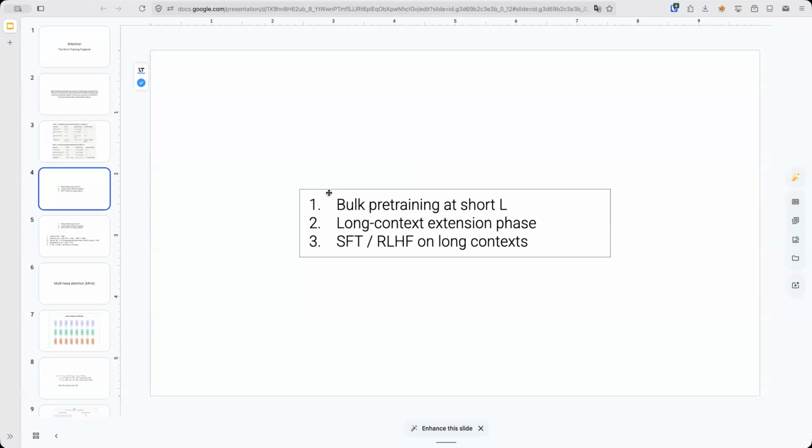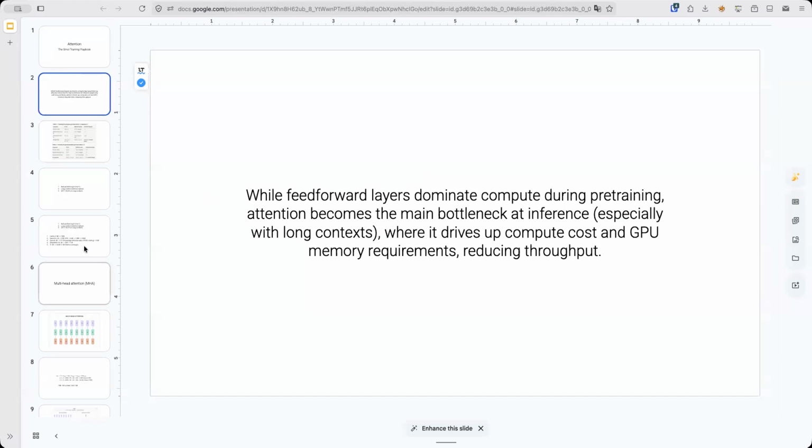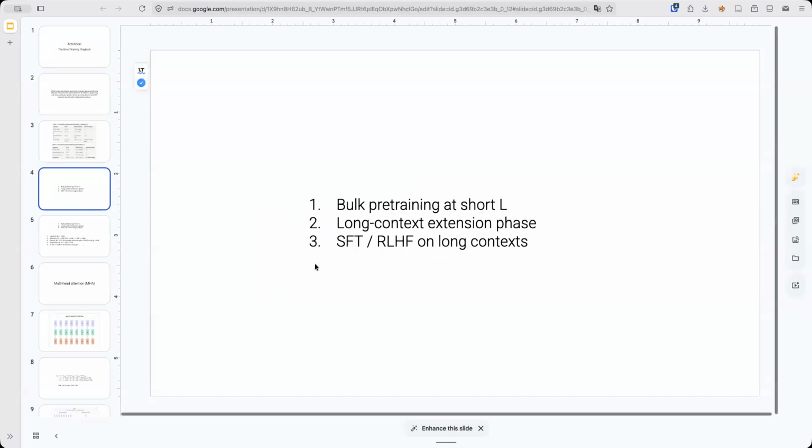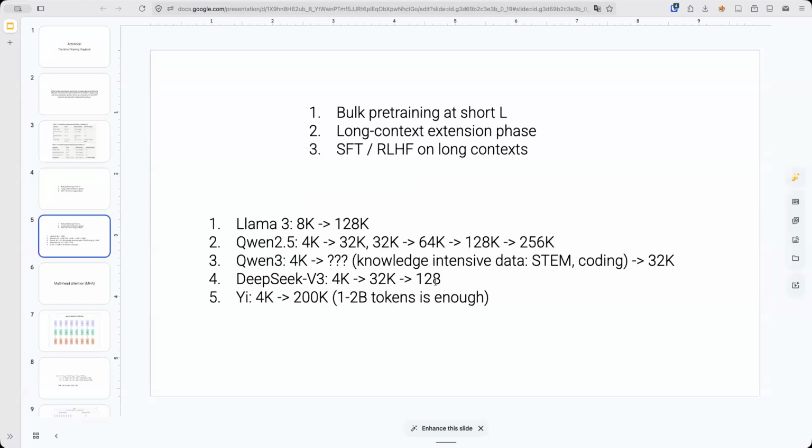But I think that when the authors claim that FFN layers dominate compute during pre-training, what they really meant was that FFN layers dominate specifically during this bulk pre-training at short L. And this claim is supported by a few technical reports.